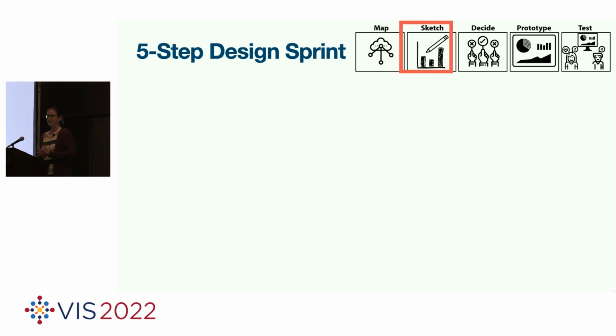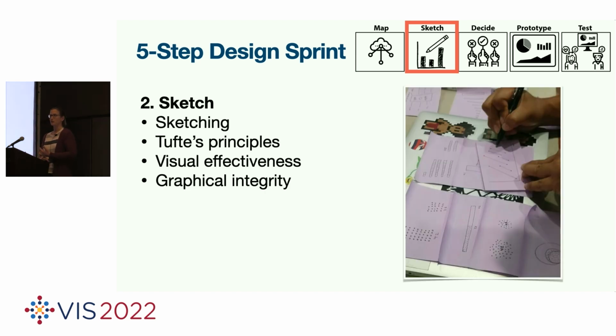The second step is sketch. So this is the ideation phase where participants individually come up with many different ideas and sketch them down using pen and paper. What we do in class here is cover topics of introducing students to sketching, also covering Tufte's principles, visual effectiveness, and graphical integrity, anything that helps students create better sketches. We prefer sketching with pen and paper because they're fast to create and also easy to throw out.